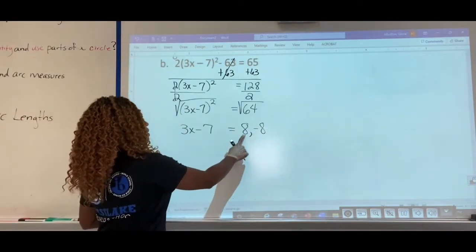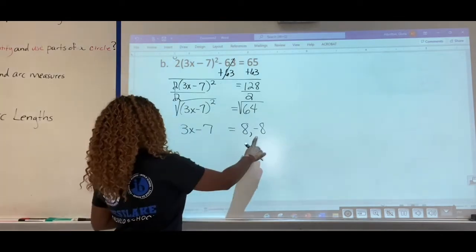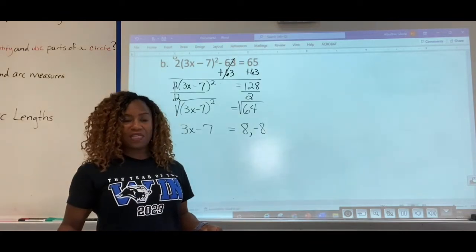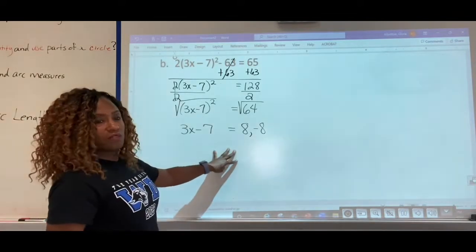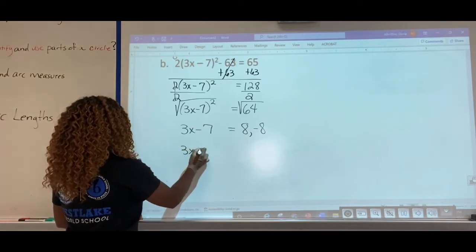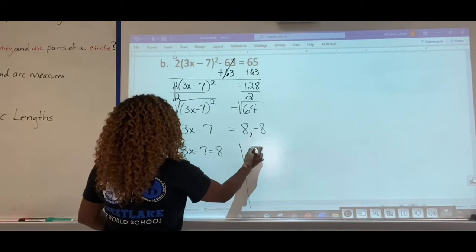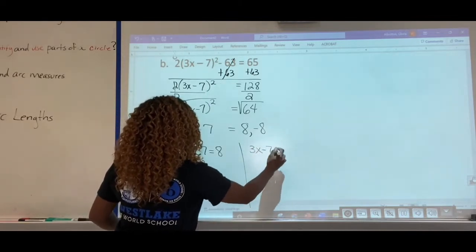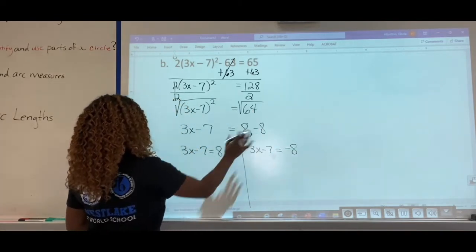Because think about it, 8 times 8, 64. Negative times a negative, 8, also 64. And that's how we end up with 2 solutions. Now let's go ahead and separate our problems. So we're going to have 3x minus 7 equals 8, and 3x minus 7 equals negative 8. So we've got to account for both of these solutions of this right-hand side.